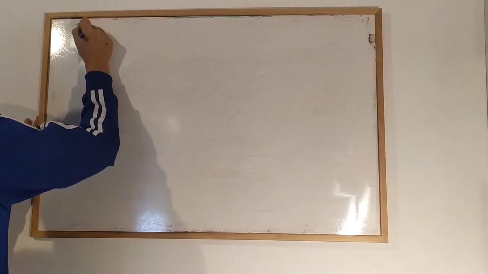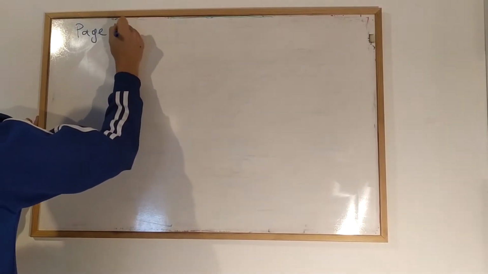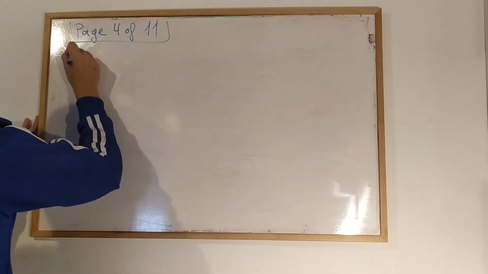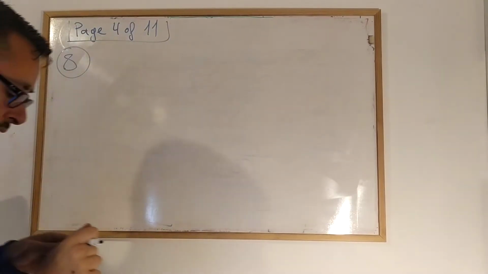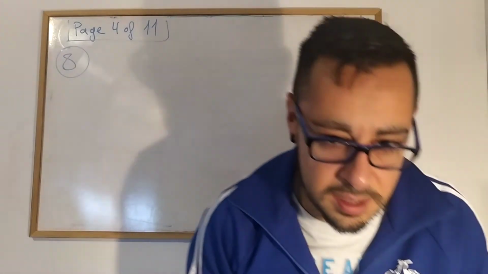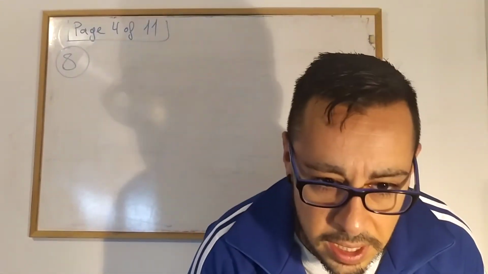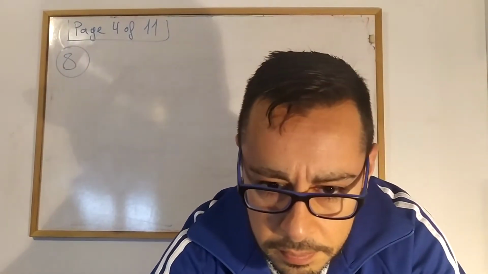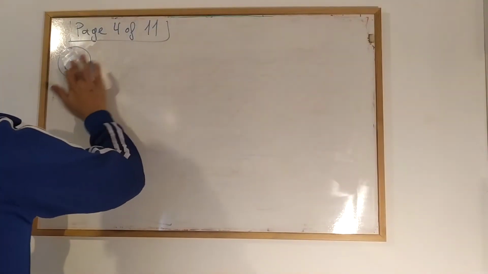We are going to page 4 of 11. Exercise number 8. Okay, it says a train A... 8, no, 7. Sorry.